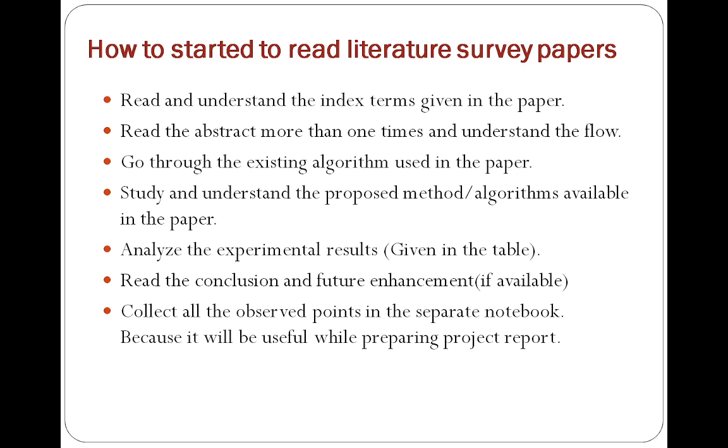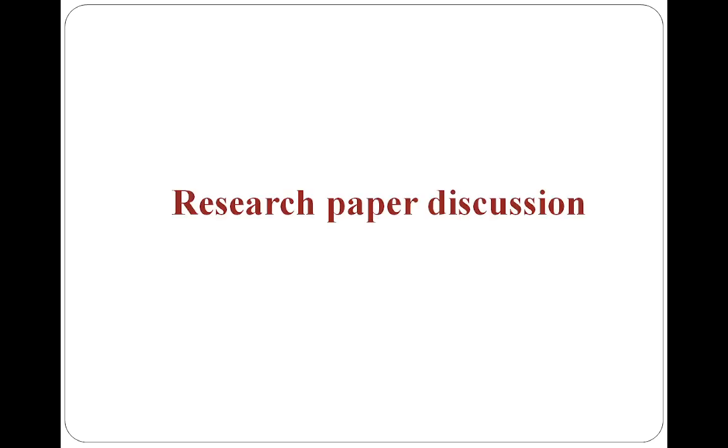How do you start reading the literature review? Before we go for reading the papers, we must read and understand the important terms and index terms. Read the abstract thoroughly at least more than once, go through the existing algorithms, and study and understand the proposed algorithms or methods. Analyze the experimental results, and read the conclusions and future enhancements. Some papers may have introduced future enhancements, and if they are available, we have to use them. Collect all the observed points in a separate notebook. It will be helpful while we are preparing the papers.